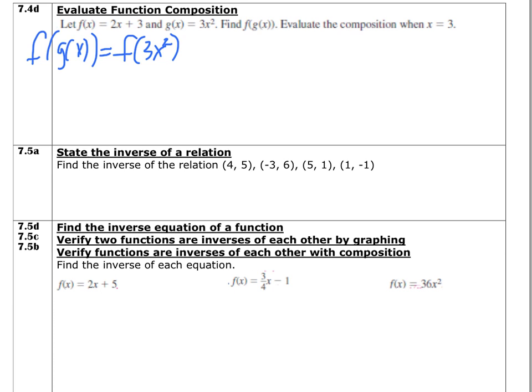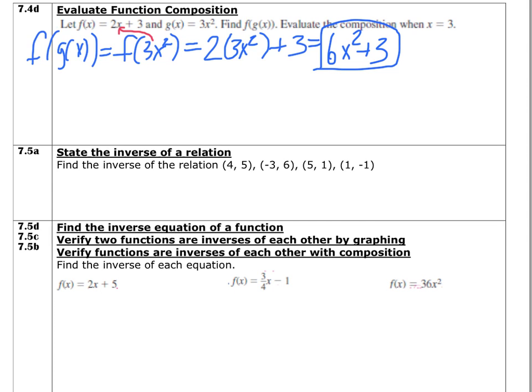Now what the question is here, it says go to the f function, which is right here. Wherever you see x, put 3x squared. So what I'm going to do is put that there. So when I rewrite it, again remember it says rewrite the f function, which is 2x plus 3. So it's 2, used to be an x plus 3. They don't want the x there, they want 3x squared in its place, so that goes right there. Simplify this, you get 6x squared plus 3, and that's your final answer.